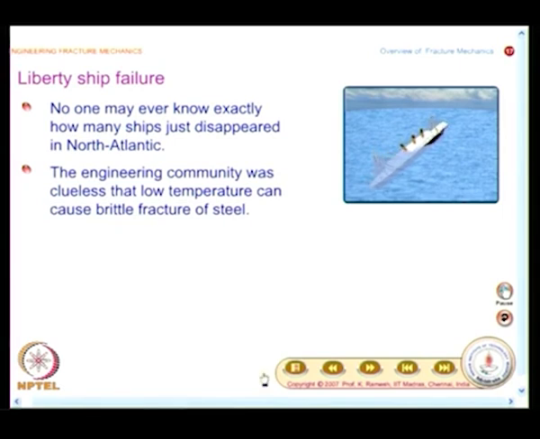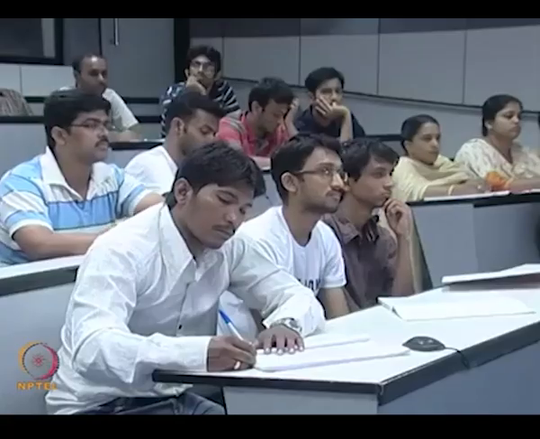And it is also mentioned that no one knows exactly how many ships just disappeared in the North Atlantic. The engineering community was clueless that low temperature can cause brittle fracture of steel. In fact, the Navy formulated a committee, a board, to go into the details and find out what really caused such failures and come out with recommendations. I have access to that report thanks to the Project Liberty Ship program, and I would read the foreword that would be more revealing. I would just read from that.